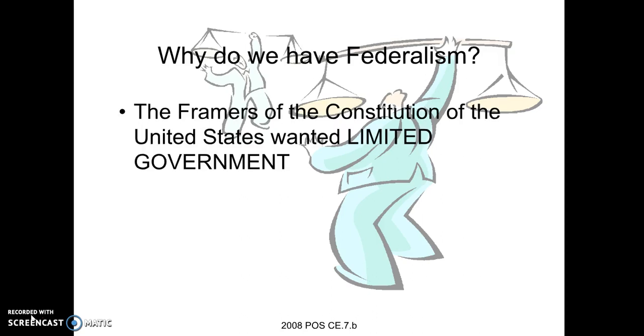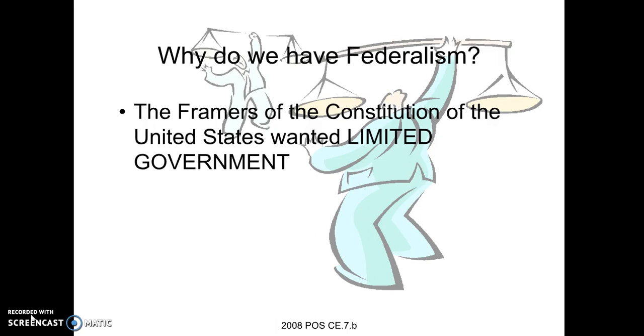The framers of the Constitution wanted to limit the government. Remember, they wanted to protect our rights and our freedoms from a government that would try and take those away and become tyrannical. We wanted our country to stay free, and part of that is to make sure that we don't have a government that is deciding everything for us.